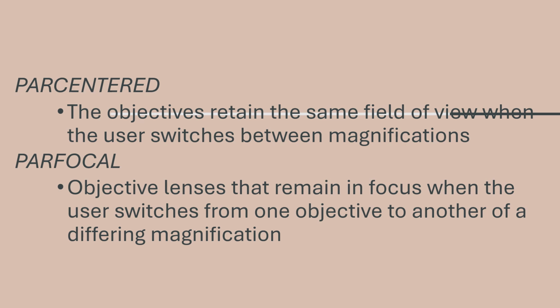While parfocal is a term for objective lenses that remain in focus when the user switches from one objective to another of a differing magnification. Okay, and so it remains in focus. A technical tip for this one is to start with a lower magnification objective, and then switch to a higher magnification objective. Okay, and so that is parfocal.